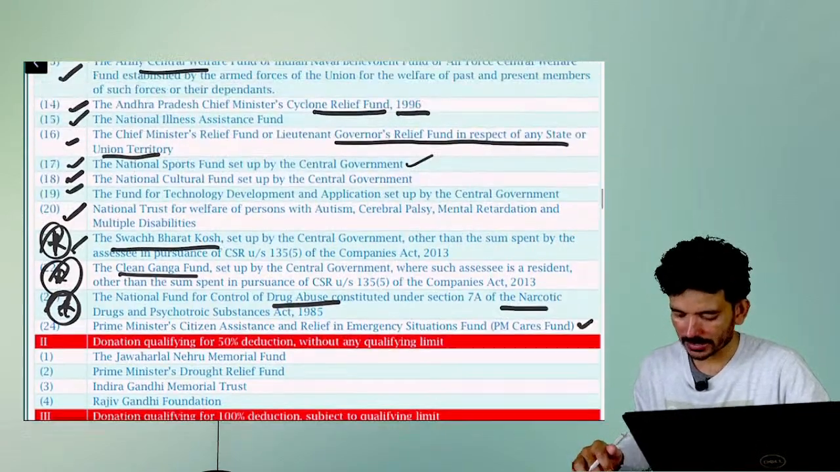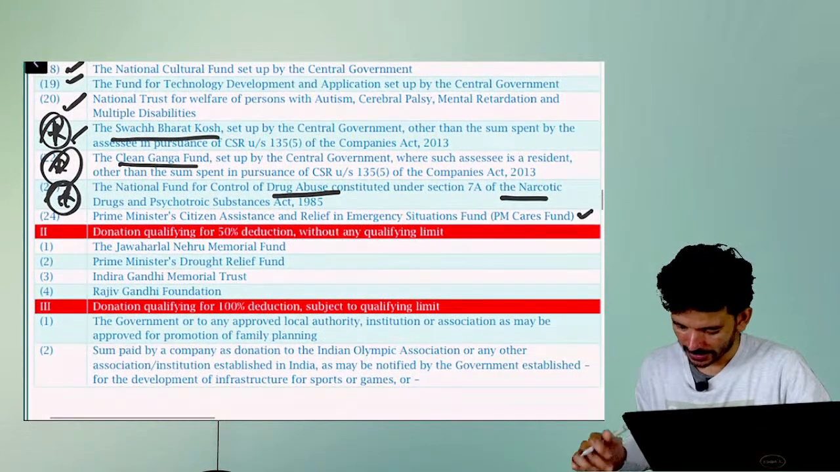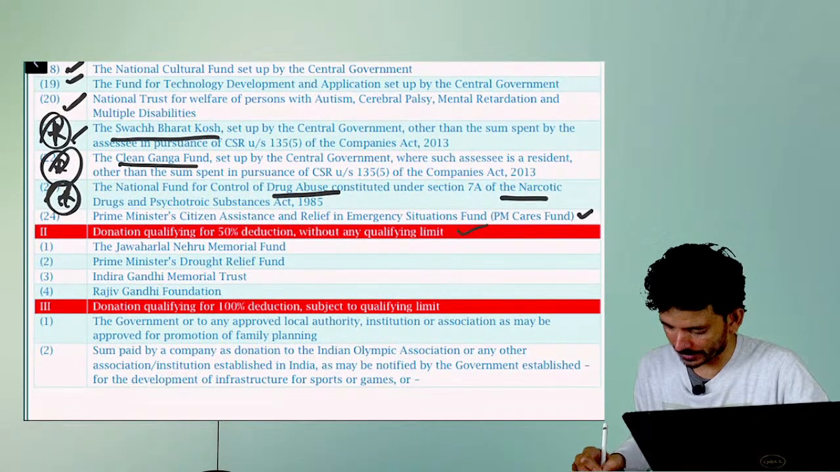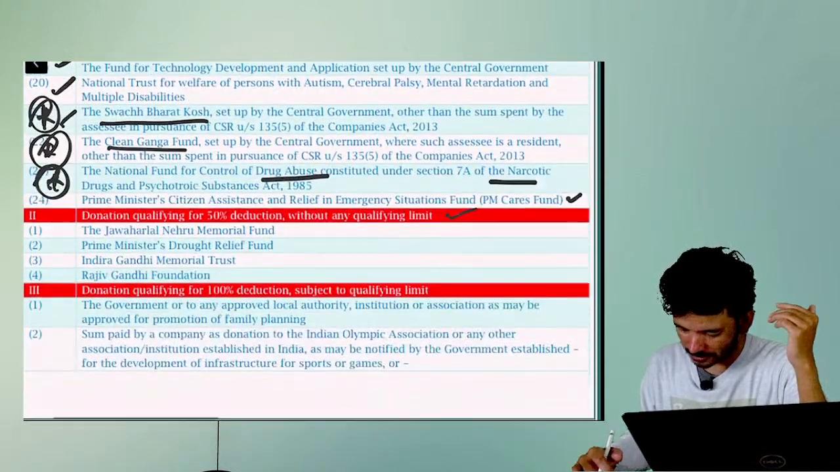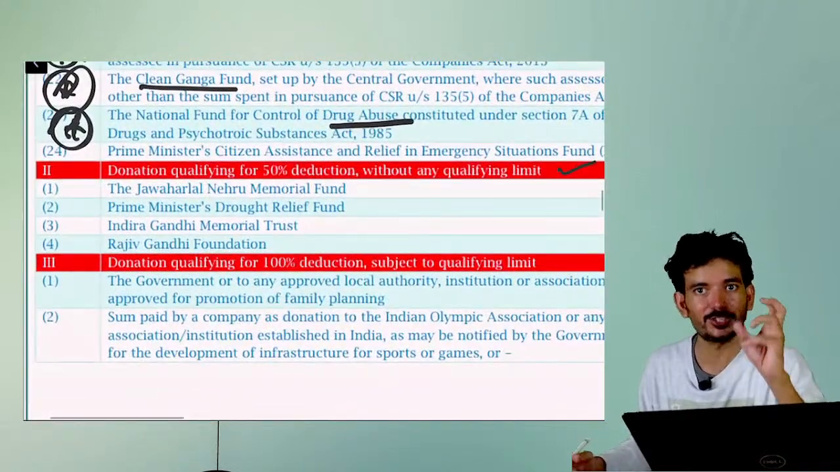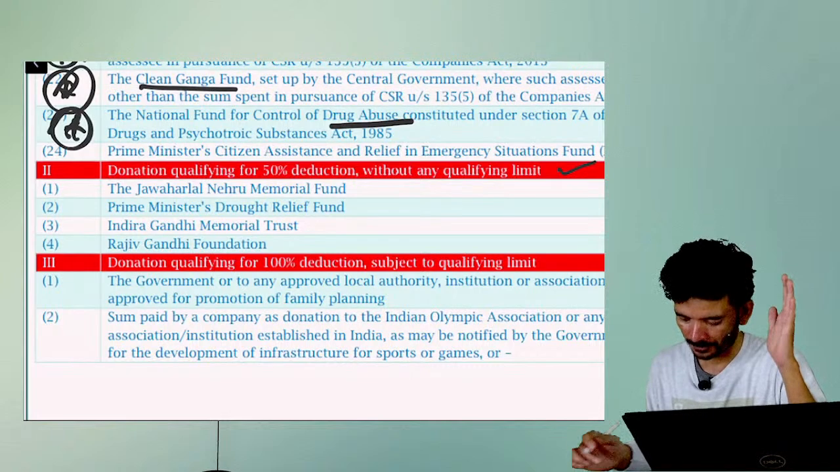Okay, so that is 100% without limit. And then we have donations qualifying for 50%. This 100% without limit, you need not mug it up. But these are small numbers, right? This is something that you have to be really sure. I mean, you have to learn it by heart also.